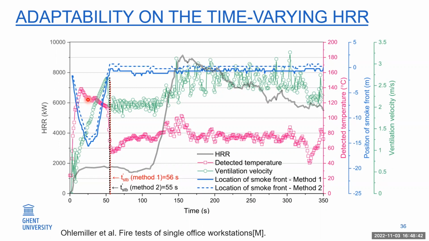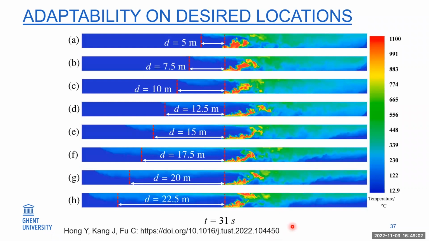But the interesting thing is the smoke front. The blue curve can be controlled. It's very stable after 6 seconds. So again it shows the strong adaptability of the control method. The next is the adaptability test on any desired locations.